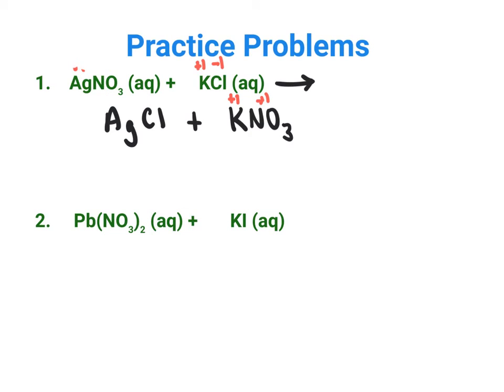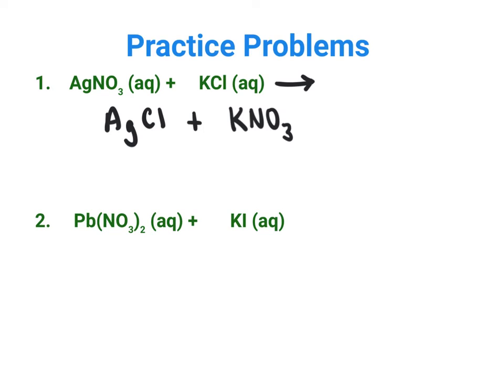If you need practice, please go back and look at your notes on how to write the formulas for ionic compounds. And the last thing I'm going to do is balance the equation. In this case, this equation is already balanced. The really last thing you should do is check for state symbols. And the way we do that is with our solubility chart.